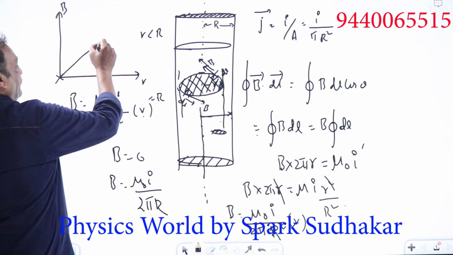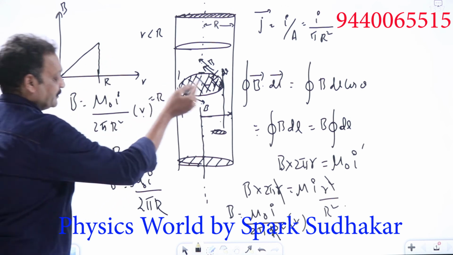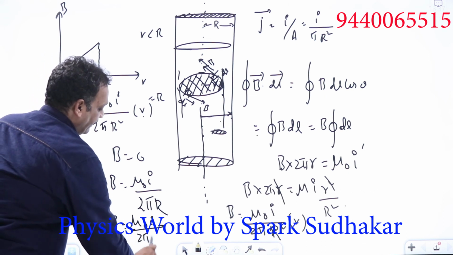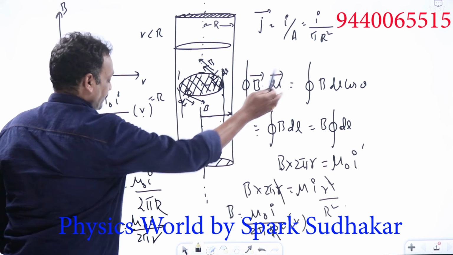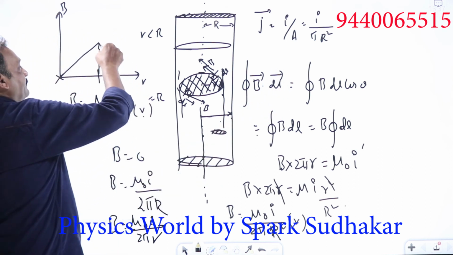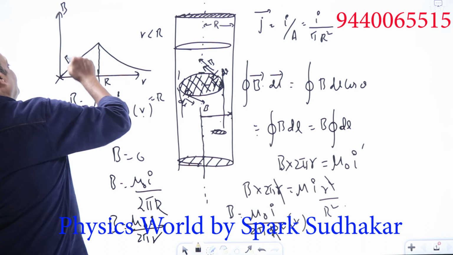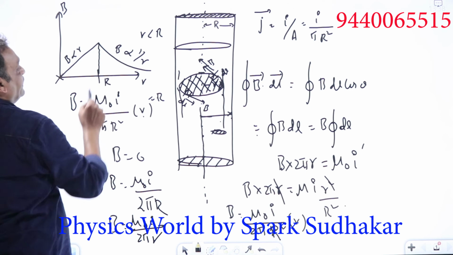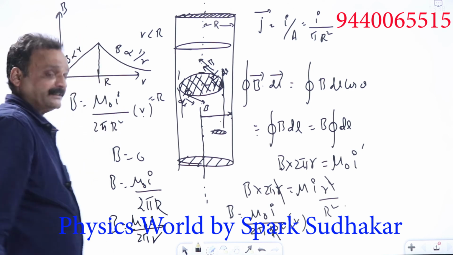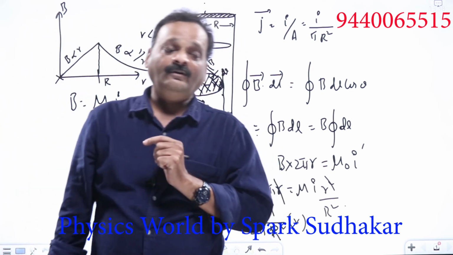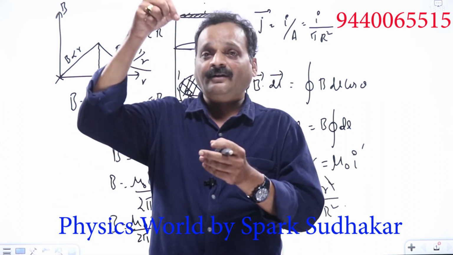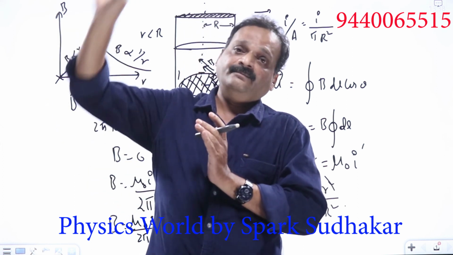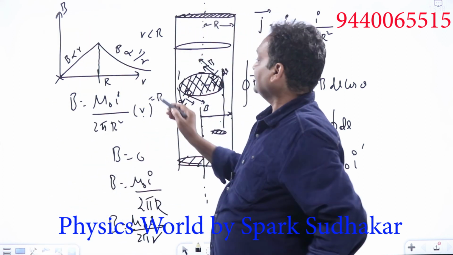Outside the wire, B equals mu naught I by 2 pi r. As r outside the wire keeps on increasing, the B value keeps on decreasing, so the variation of B will be like this. That is, B is proportional to r inside, and B is proportional to 1 by r outside the wire. B is maximum on the surface of the wire. So due to any current wire, the B value is 0 on its axis, becomes maximum on the surface, and again at infinite distance, B is equal to 0. This is the application.